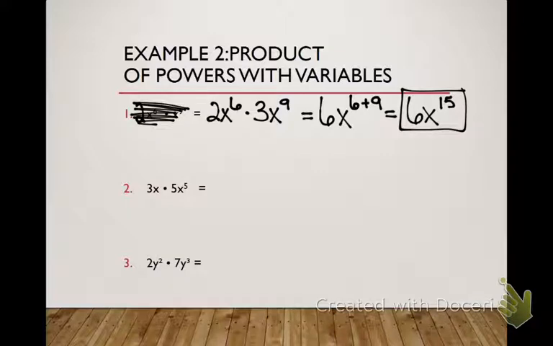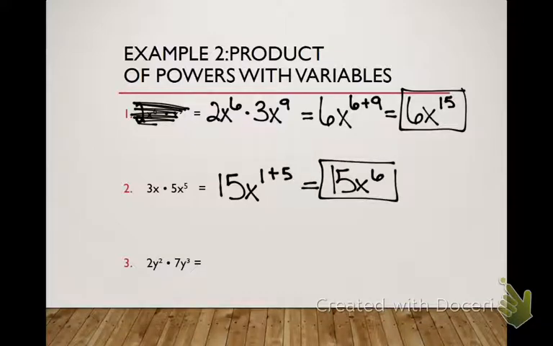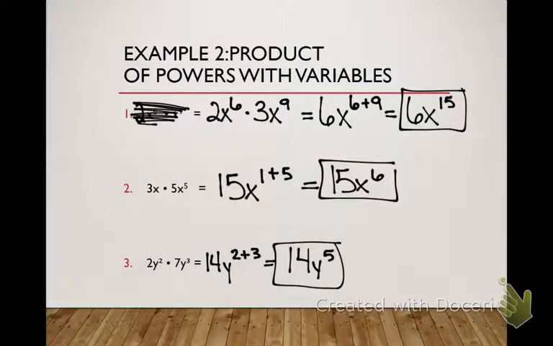All right? Okay, go ahead and try number 2. On number 2, what's 3 times 5? 15. X to the 1 plus 5. So 15x to the 6th. Who got 15x to the 6th? I didn't even finish it. Okay. All right, go ahead and do number 3. When you have the answer, raise your hand. Okay, so we have 14y to the 2 plus 3. Who got 14y to the 5th? All right, very good. So now let's do some more of these.